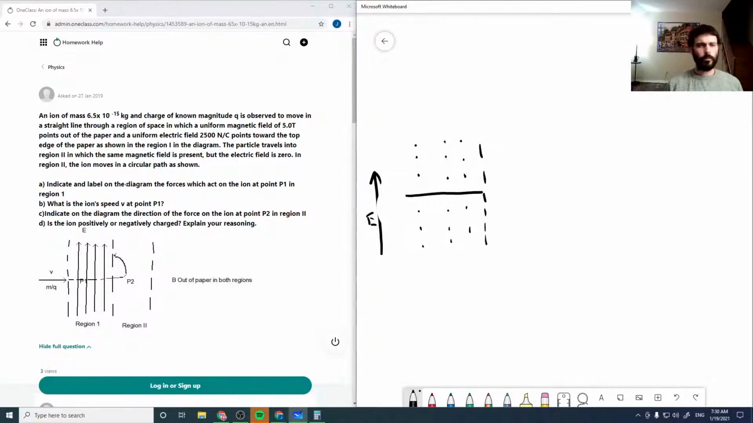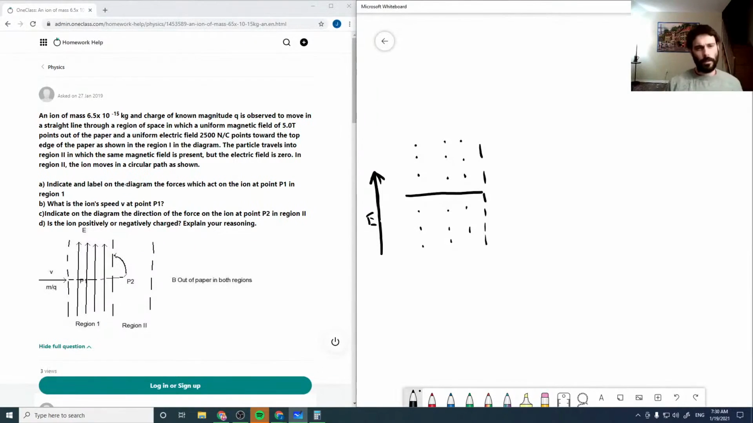Alright. So we've got an E field which points upwards. So that's going to deflect the charge either upward or downward depending on the sign. And we've got a B field that comes out of the page, which again is going to deflect the charge in one direction or the other. So this would tell us our magnitude, but not necessarily our sign.